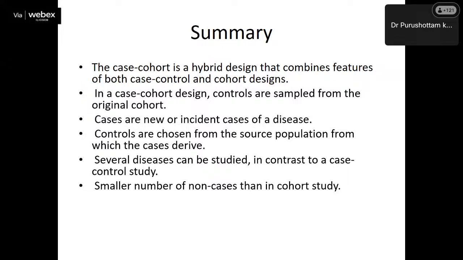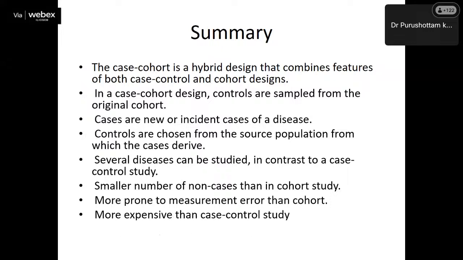Here we take as many controls as correspond to the cases, whereas in a cohort we have to analyze all the controls, everyone in the cohort. It is more prone to measurement error than the cohort study. There is more error compared to the cohort study, and it is more expensive than case control, but less expensive than the cohort study.